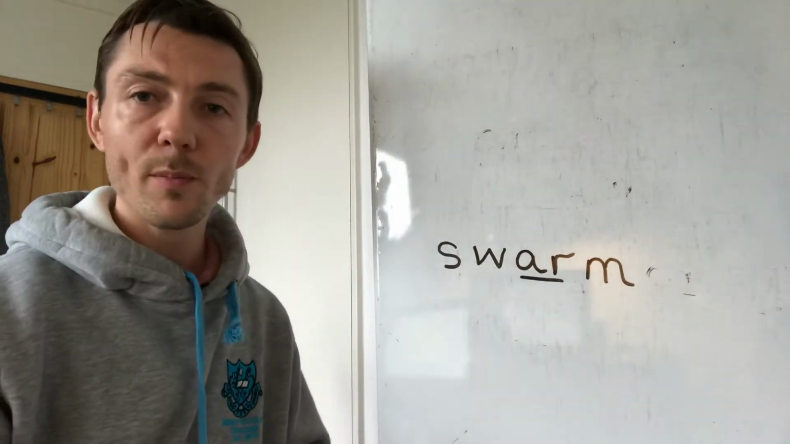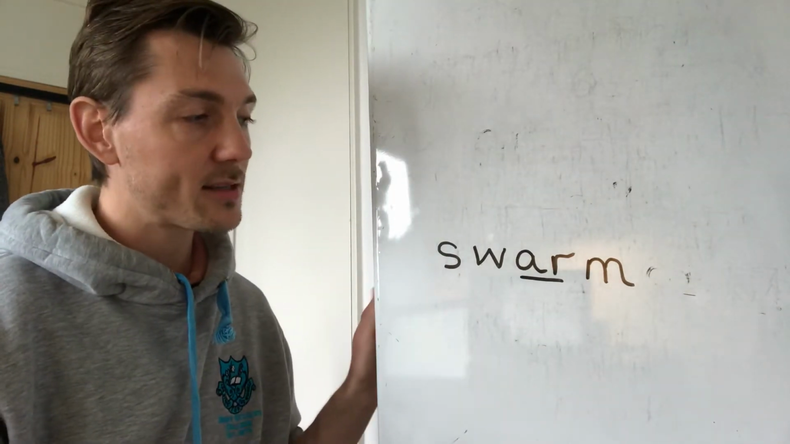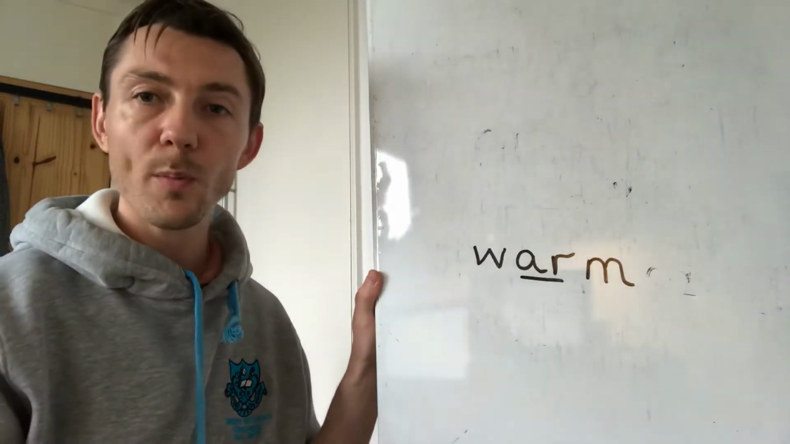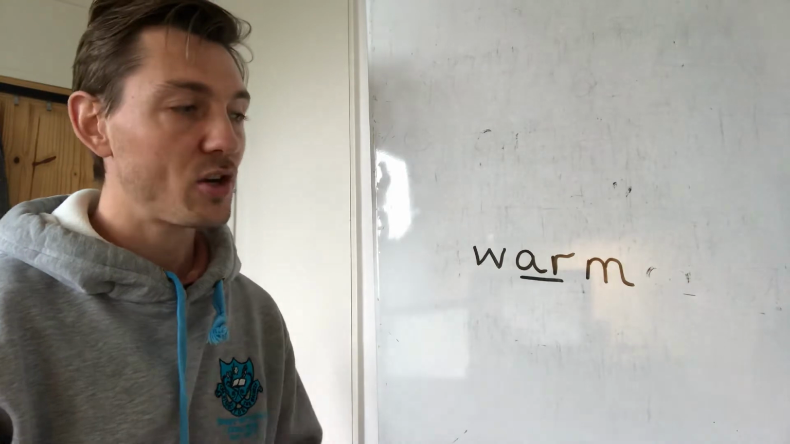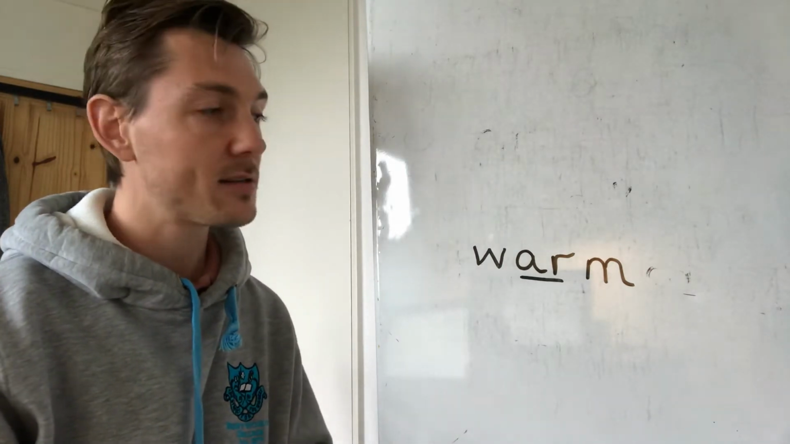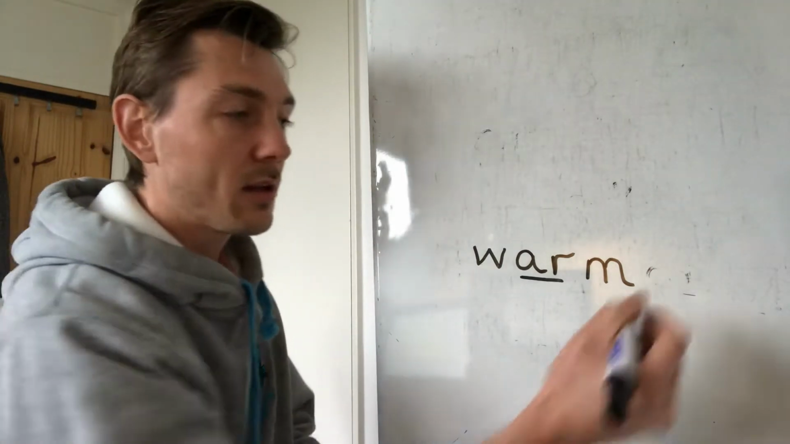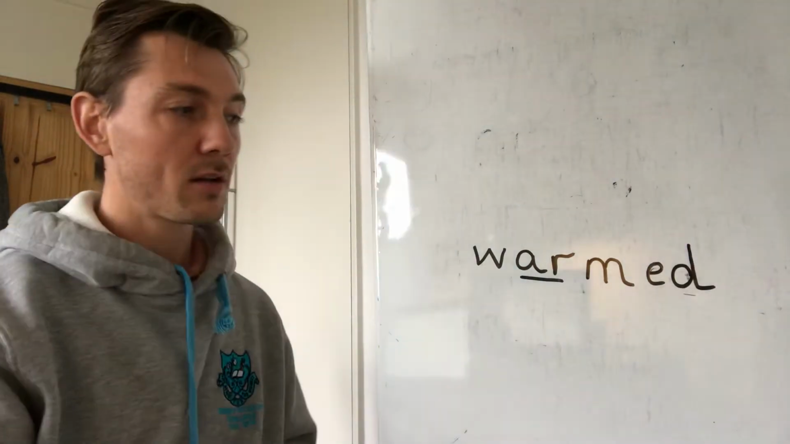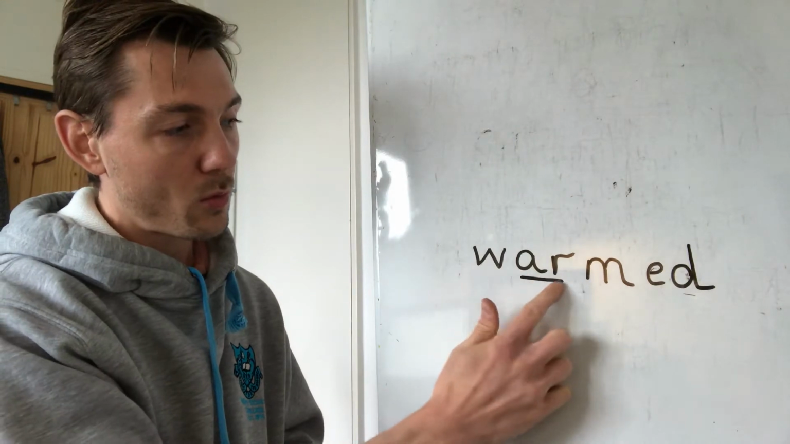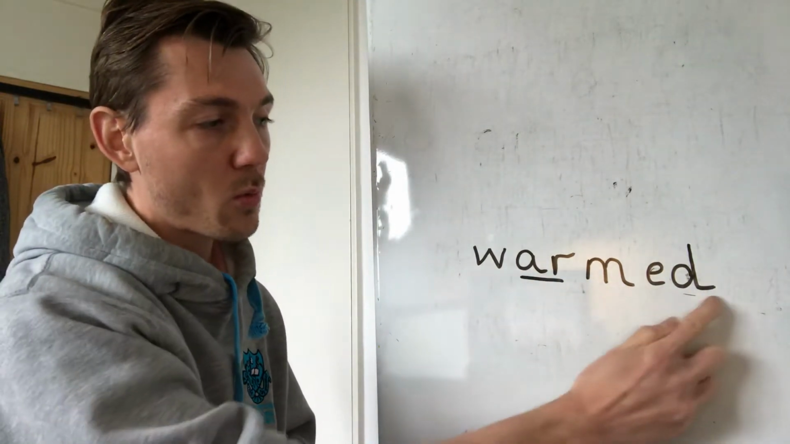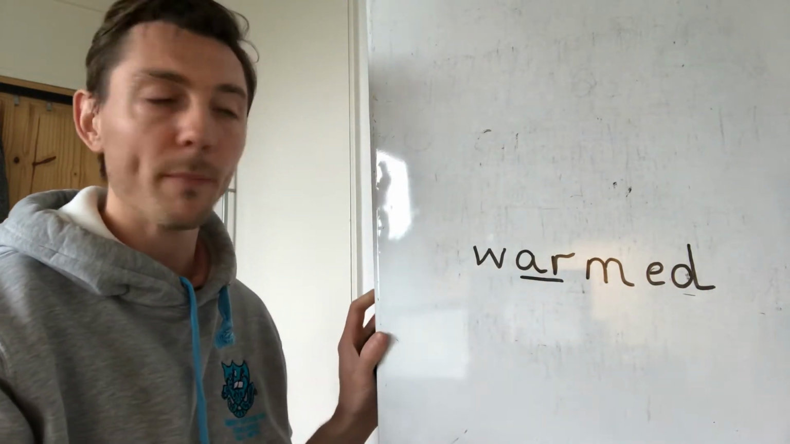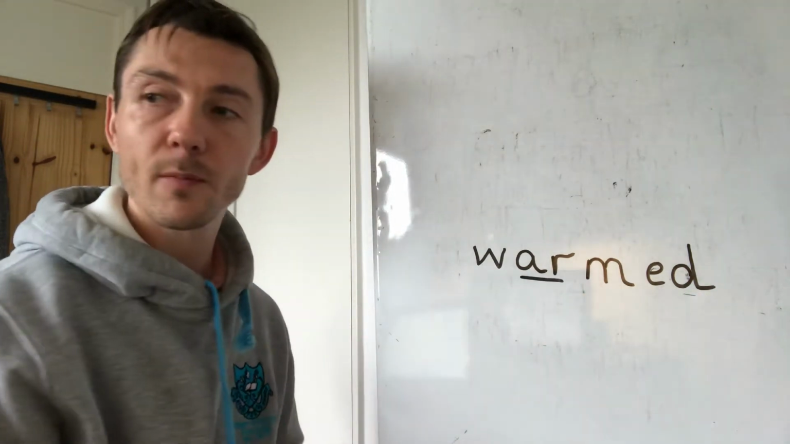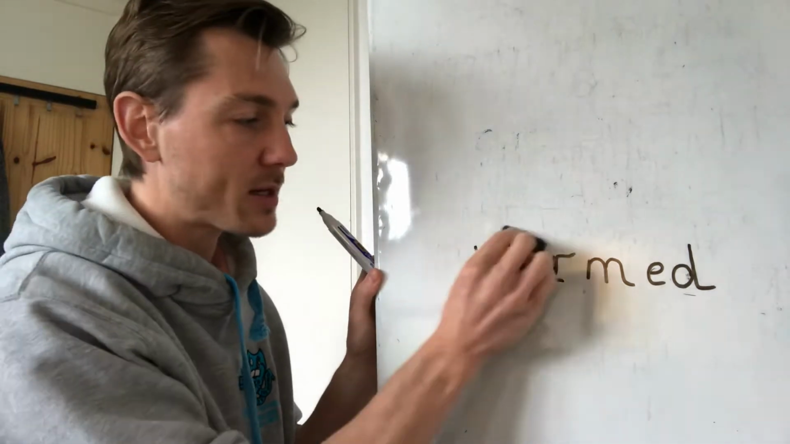Okay, take out the d sound and we're back to swarm. Take out the s sound and we're back to warm. Now can you add the d sound on the end again and read the word that you now have using each sound? You should have the word warmed. Okay, rub that word out.